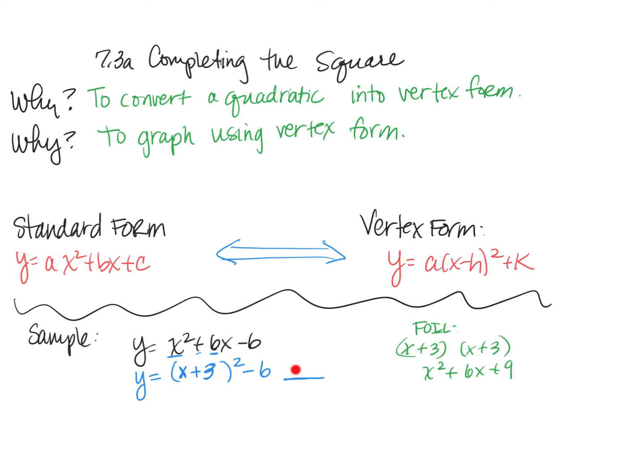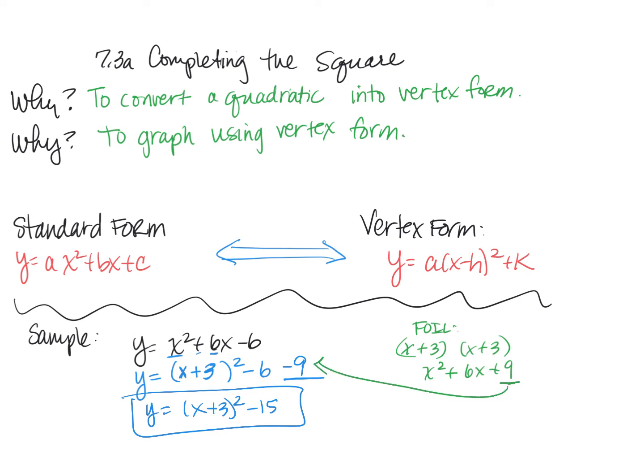So I have to subtract something here. And what I subtract is what I would get if I FOILed what's in the parentheses. So in this case, I'm going to subtract 9. All right? And then all I have to do is clean this up. So it's y equals x plus 3 squared minus 15. And now it's in vertex form. Okay? Again, let me remind you, the reason we have to do this thing right here is we have to undo that 9 that we're adding. Okay? We have to undo it by subtracting. All right? That's what completing the square looks like.